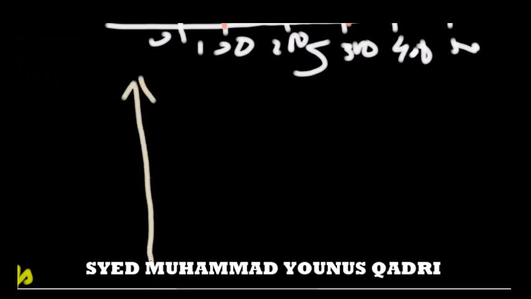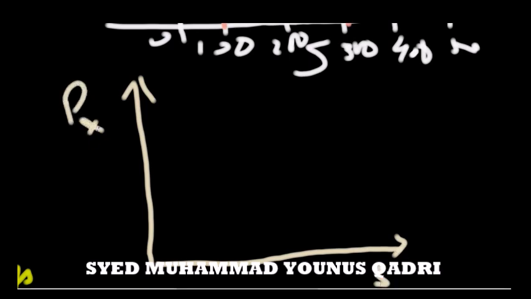This is our graph of supply, and whenever you are making the graph, you have to mention what those axes are. On the x-axis we take supply, on the y-axis we take price. If you do not mention that, then this is nothing. So you have to mention what is on each axis.